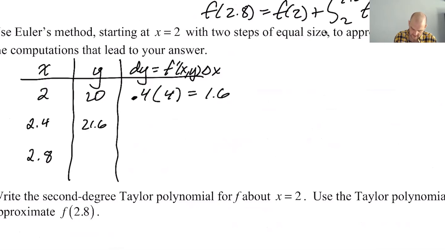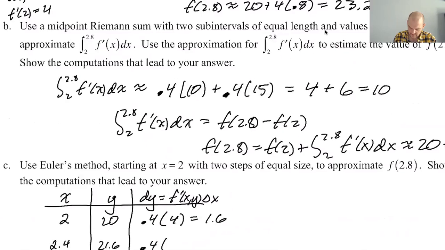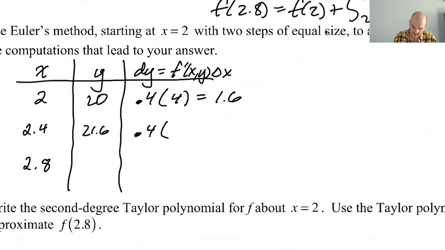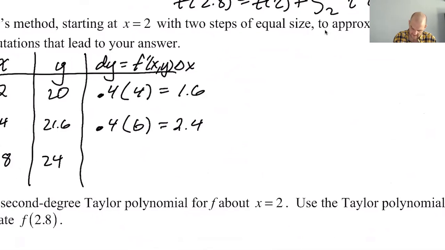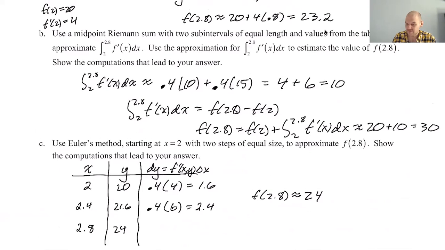So then we're going to do 0.4 times the derivative at 2.4. So 0.4 is the delta x. The derivative at 2.4 is 6. So this is 2.4. So that's 23.2. So we would say that f of 2.8 is approximately 23.2. So we now have a third estimate. So 23.2, 30. 30 is actually starting to seem like the craziest one.